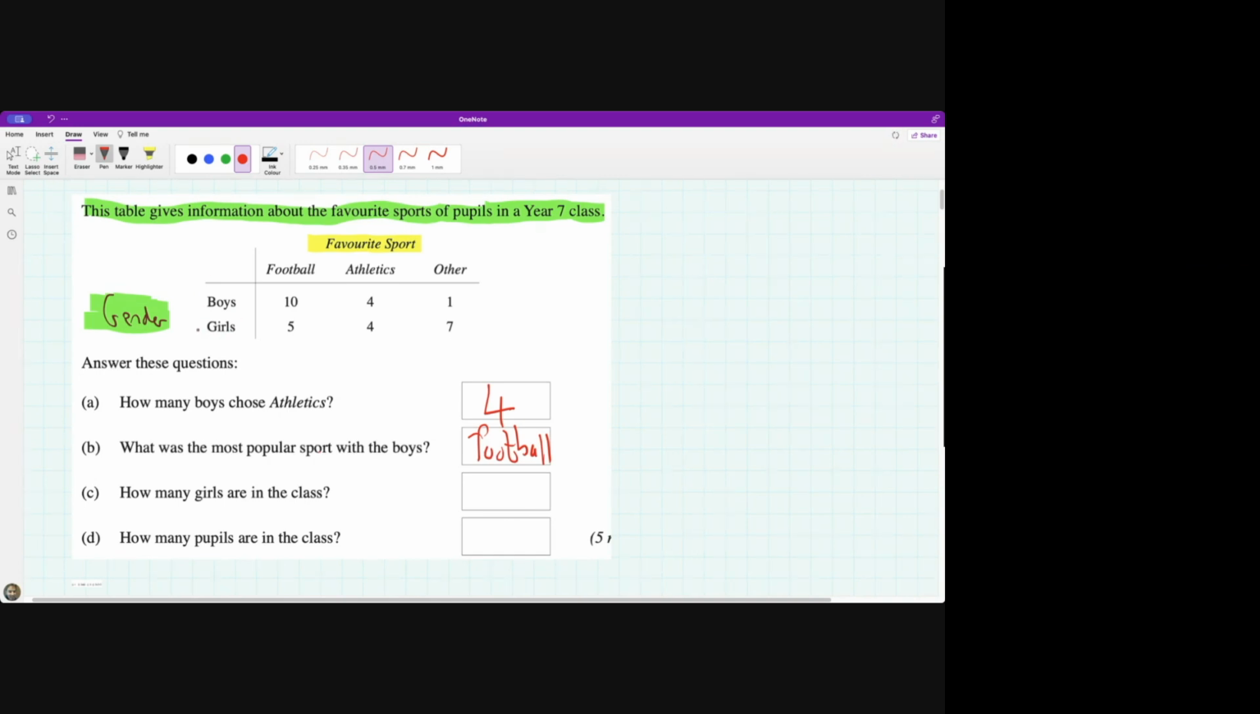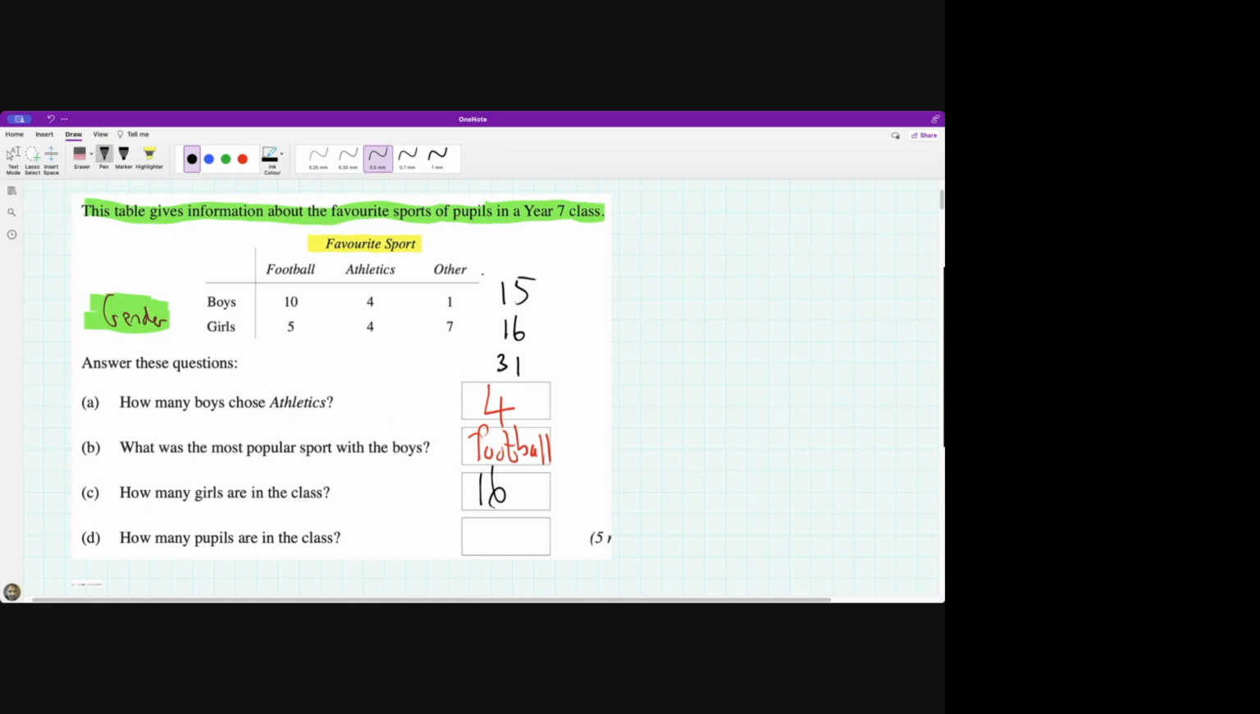So if I look at the row for girls, 5 plus 4 plus 7, then I'm going to add an extra total thing here. It's going to be 9. That's going to be 16. How many pupils are in the class? Well, I guess I need to see how many boys there are. So there would be 15 there. And then the grand total would be 31.